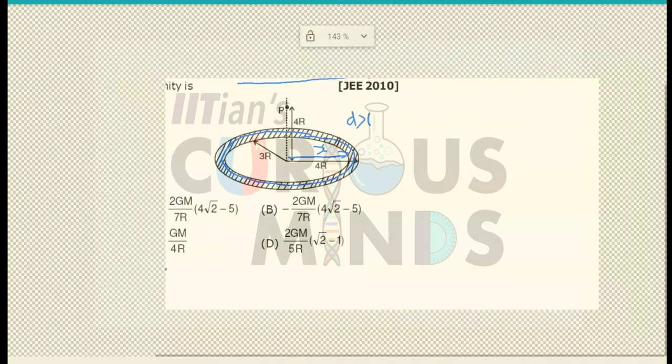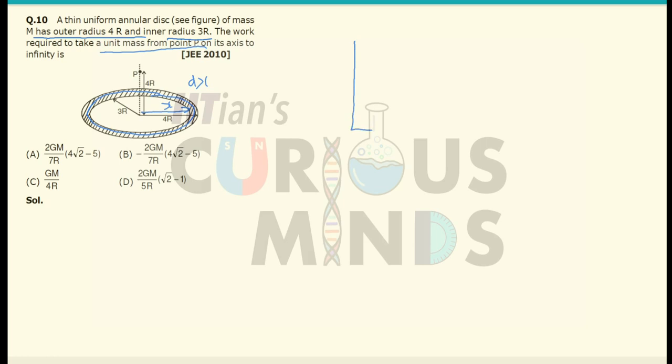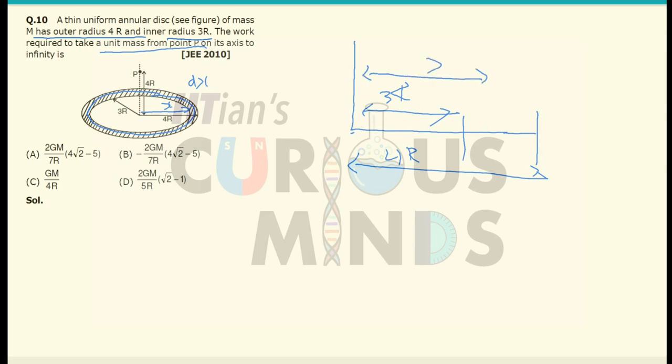Let me represent this diagram once again. This thin ring is the ring. The inner radius over here is 3r, and the outer radius is 4r. I am taking a thin ring at a distance x, having a small thickness dx. Let this point be m, let this be O, and this be point P. This distance will be 4r, so let this distance be r.